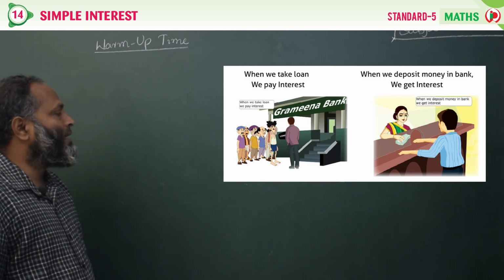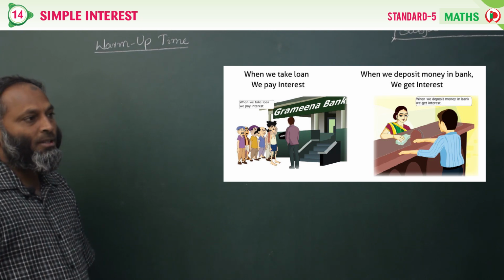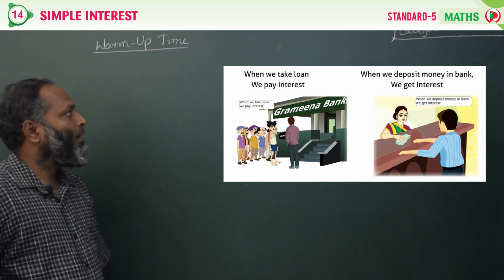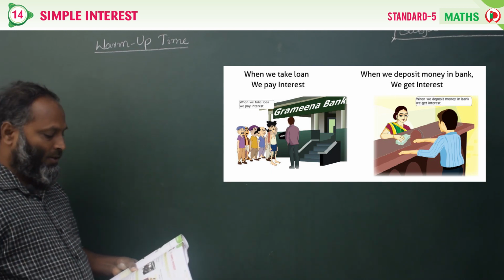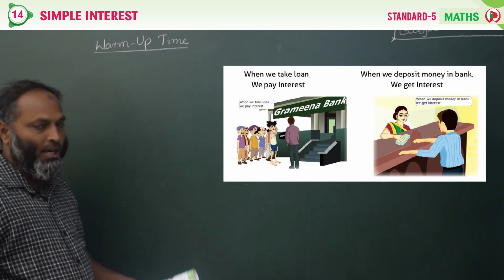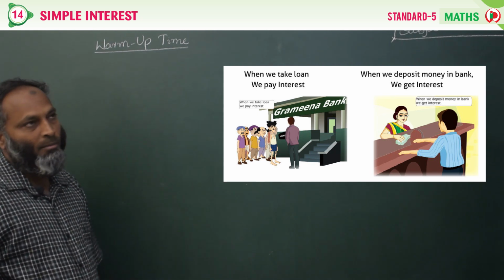In the picture, what is given? See here, a conversation between two persons is given. See in that first what he has given: when we take a loan, we pay interest. Here a bank is given, Grameen Bank.